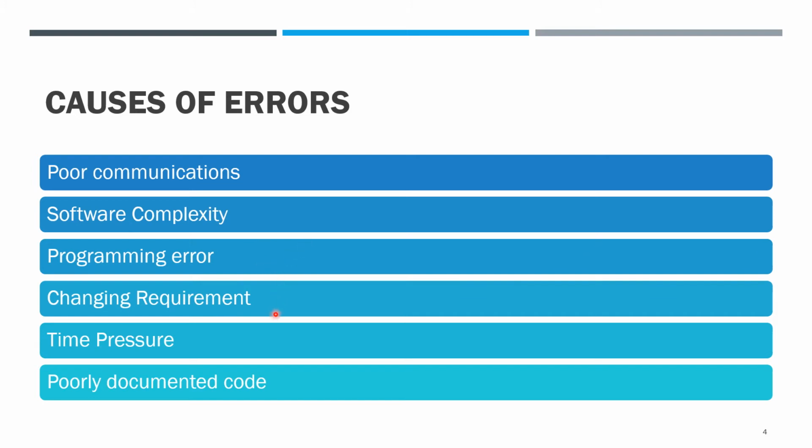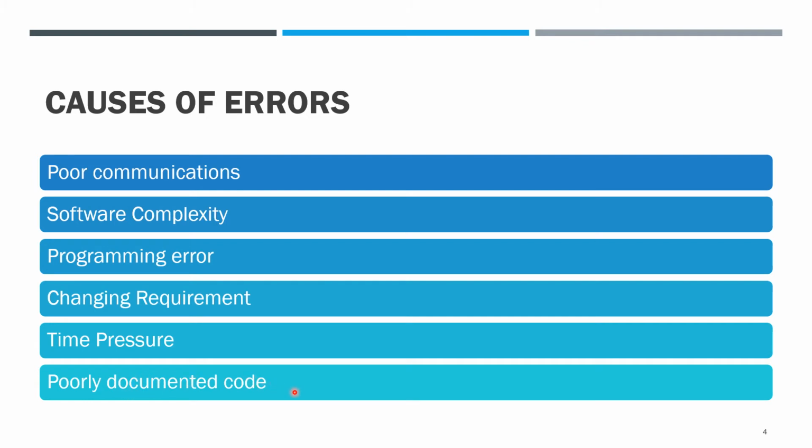Okay, changing of requirement. Maybe when they did it for the first time, first version, there is no problem, but later on there are changes in the requirement and it is not changed in the codes. And of course errors happen because of time pressure. If you work in the software industry nowadays, software should be running and complete within 3 to 4 months. And of course errors can also happen because of poorly documented code, right?